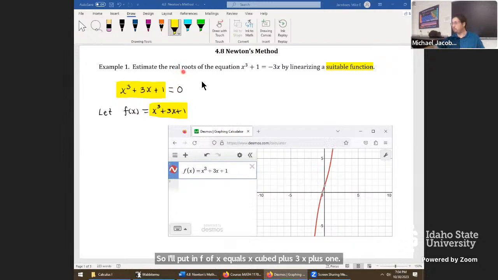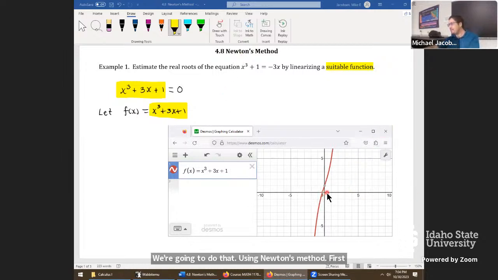And it says estimate the real roots. This is what we're looking for right here, negative 0.322. But we want more accuracy than that in this section. We want at least 6 decimal places of accuracy. Desmos, I don't even know how to make it give it to us. We're going to do that using Newton's method.